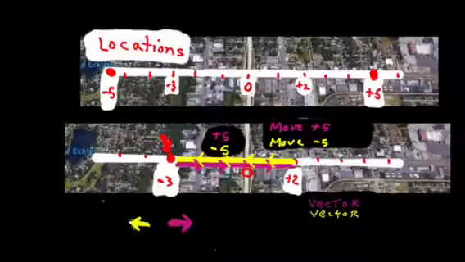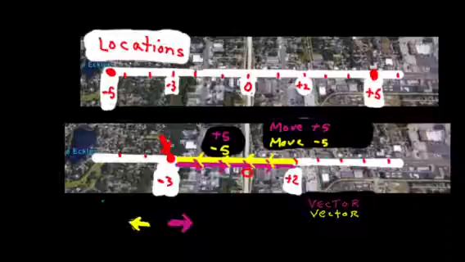To travel from the coordinate -3 to the coordinate +2, we drive in the positive direction 5 units. Those instructions are called vectors. The vector to move from -3 to +2 is +5. The instructions to travel from +2 to -3 is -5, which means move left 5 units.